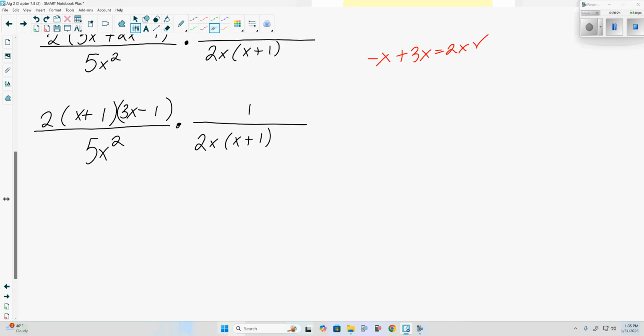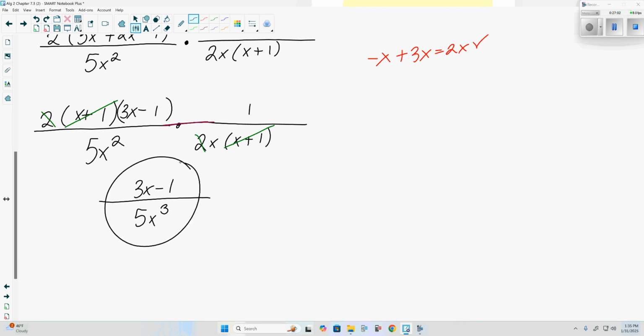Now we can multiply these together like we've been doing. Connect that there. Now what's in common on top and bottom? X plus 1 and x plus 1. Anything else? The 2 and 2. Because again, they're all being multiplied. So we can reduce that because of the multiplication. There's not addition or subtraction between our 5x squared and that 2x. So the 2 and 2 will cancel. 3x minus 1 is all that's left on top. And 5x cubed is left on bottom.